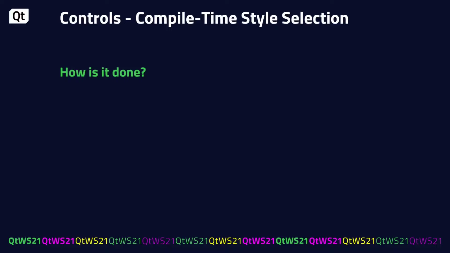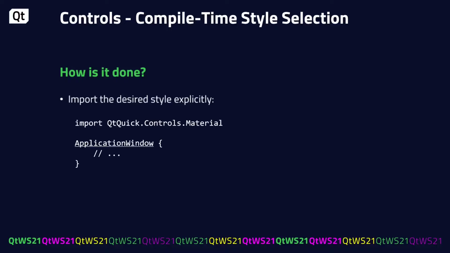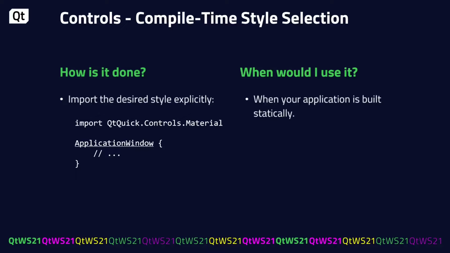So compile time style selection. With compile time style selection, you would import the style that you want to use explicitly and then use the types as you normally would. When would you use it? As mentioned, when your application is built statically, or when you only need to support one style.